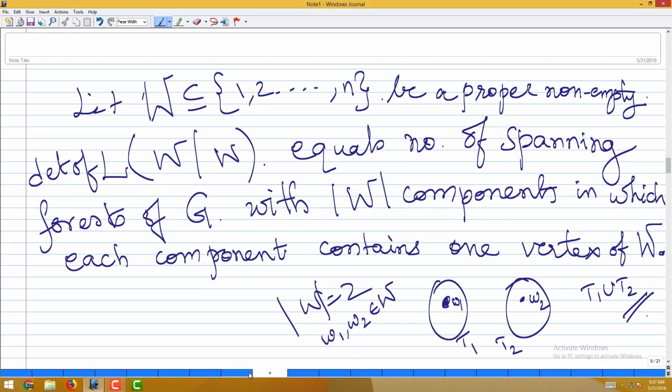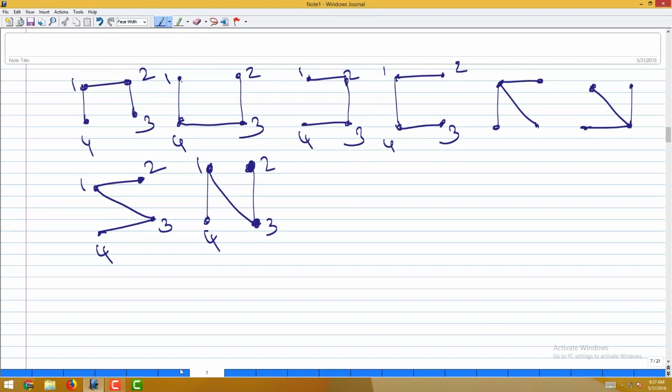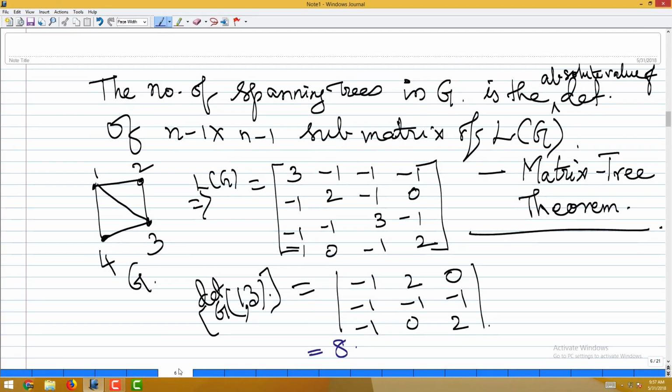Okay. Now, coming back to my matrix tree theorem, okay, and we had been talking about this determinant, right, the absolute value of the determinant of the submatrix. So, what would be the determinant of this n minus 1 by n minus 1 submatrix?